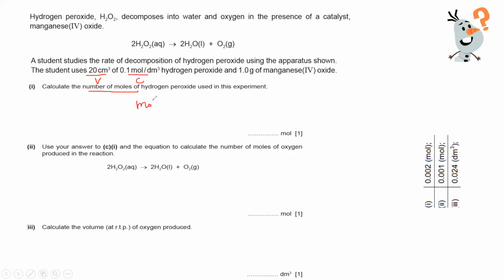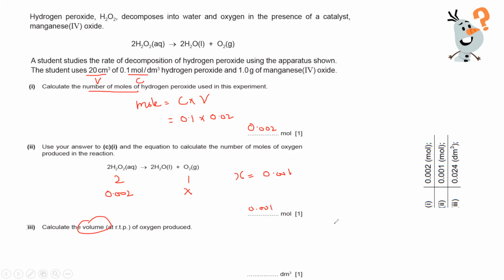To get the moles, we use the formula concentration times volume. The concentration is 0.1 and the volume is 20 cm cube, which is 0.02 dm cube. When we multiply, we get the moles of hydrogen peroxide. Now we need moles of oxygen, so we use a ratio here. The ratio between hydrogen peroxide and oxygen is 2:1. If we have 0.002 moles, then it will be X moles of oxygen. We cross multiply and get 0.001 moles of oxygen.